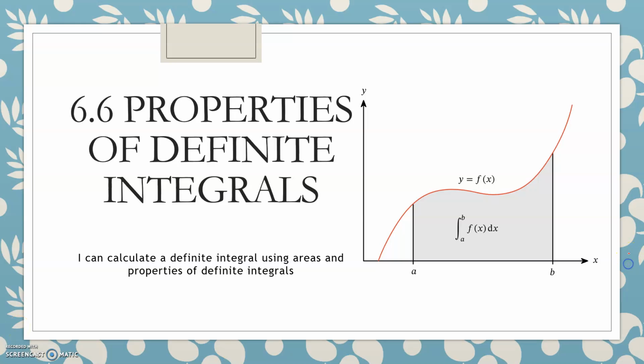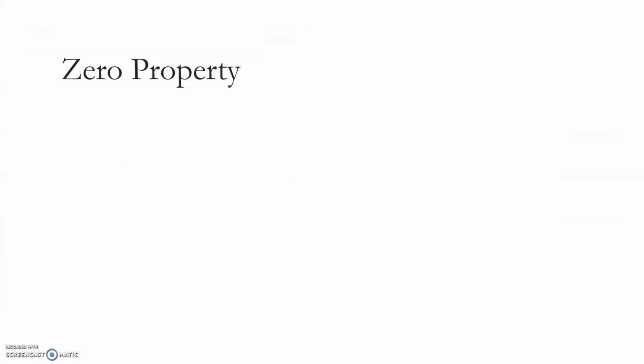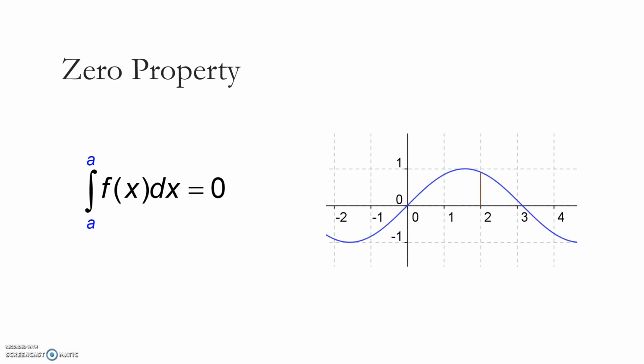So this next section is about different properties of definite integrals. First one is the zero property of definite integrals, and this property says that if you take an integral from some number to itself, no matter what the function is, you will always get zero. And going back to the idea of the integral as the area between the curve and the x-axis, if the width of my interval is 0, because in this picture I'm going from 2 to 2, if my width is 0, it doesn't matter what my height is, my area will be 0.